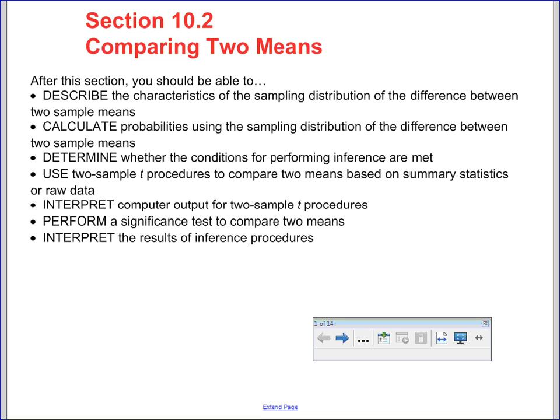Okay, now that we've finished talking about comparing two proportions taken from two different populations, now we're going to compare means taken from two different populations. And so it's going to be the same as the first part of the unit, but now with the added complexity of comparing means instead of straight proportions. So this is what you're expected to be able to do by the end of this unit.